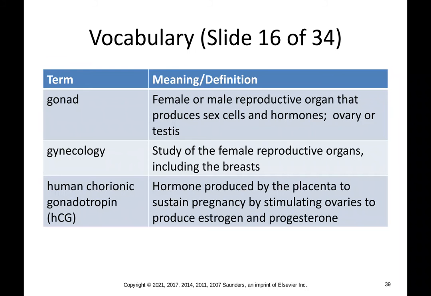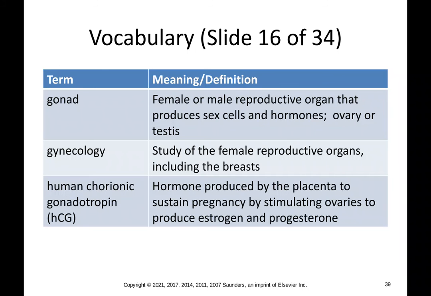Gonad is the reproductive organ that produces sex cells and hormones. For men, it's the testes, and for women, it's the ovary. Gynecology is the study of female reproductive organs, including the breasts.